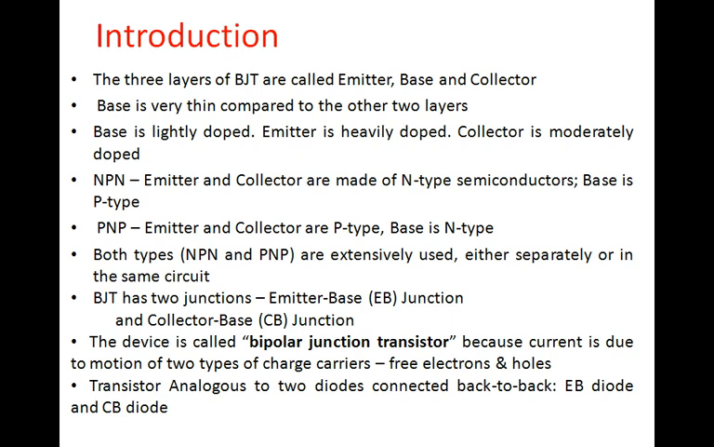Come to the introduction of BJT. The BJT has three terminals: emitter, base, collector, and two junctions. So BJT is a three terminal and two junction device. Out of the three layers, emitter, base, collector, the base is very lightly doped and very thin compared to the other two layers. The emitter is heavily doped, and the collector is moderately doped.